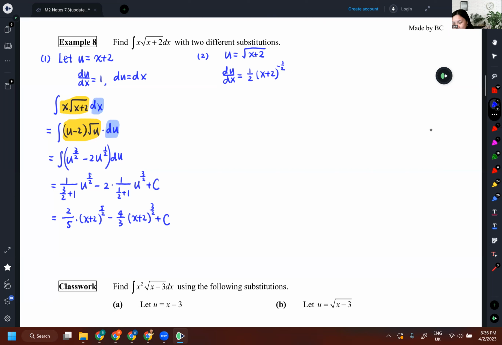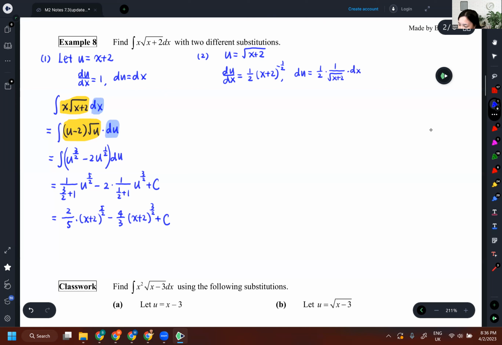Now, if I do this, I will have to do it the other way. I have to do du equal 1 over 2, 1 over root x plus 2 times dx. And then this will be back to x again. You know what I mean? I guess it will work, but it won't work so seamlessly.